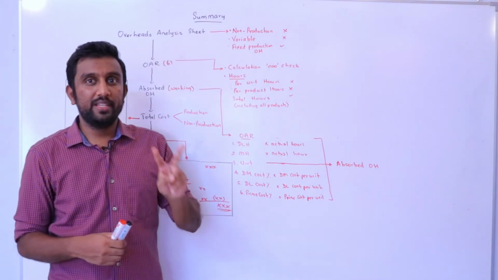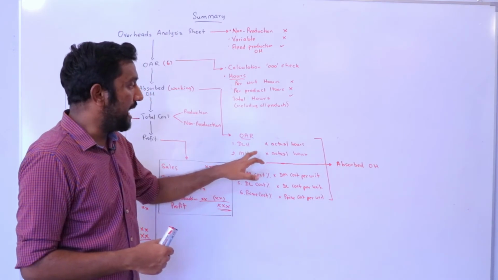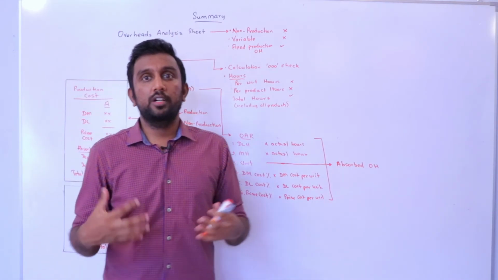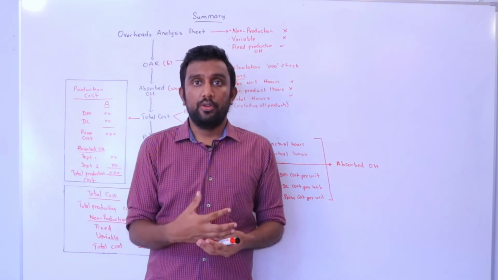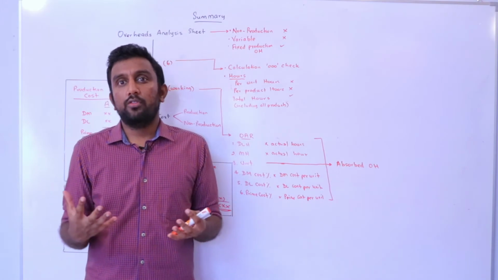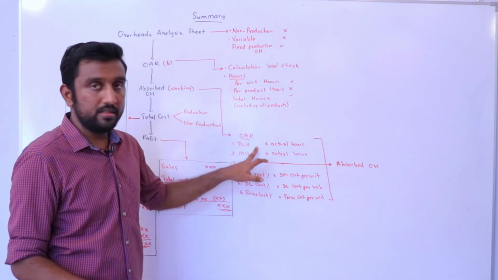In overheads absorption rate, we have 6 methods. Out of 6, 2 methods are important: direct labor hours and machine hours. So what does direct labor hours mean? The number of hours worked by the people or direct employees who are directly linked to the product. Machine hours mean the number of hours the machine operated, right? So we have two bases.